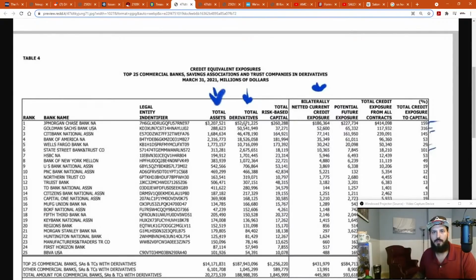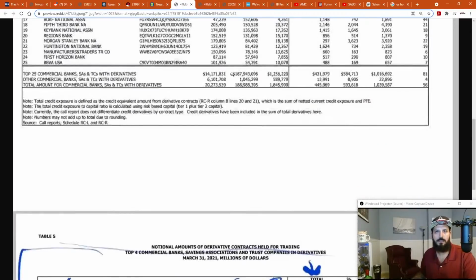Look at their derivatives losses, unrealized losses: $52 trillion, $50 trillion, $46 trillion, $18 trillion, $10 trillion, $2.6 trillion. And their assets are $3.2 trillion, $288 billion, $1.6 trillion, $2.3 trillion, $1.7 trillion. Compared to $52 trillion, are you kidding me? Add it up right here. Top 25 banks, $14.1 trillion in assets, and they're over leveraged to the tune of $187.9 trillion.